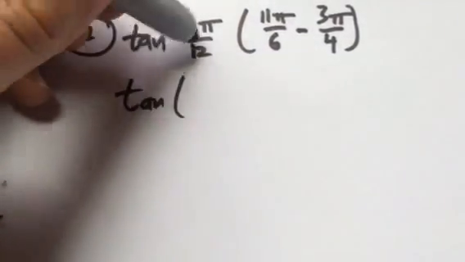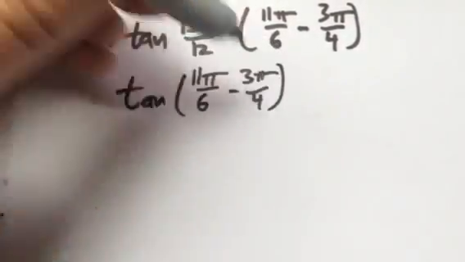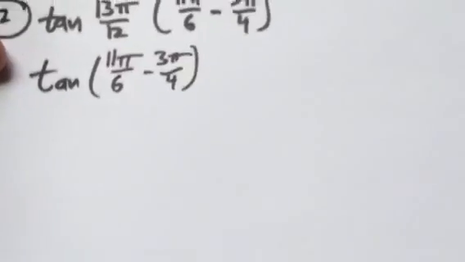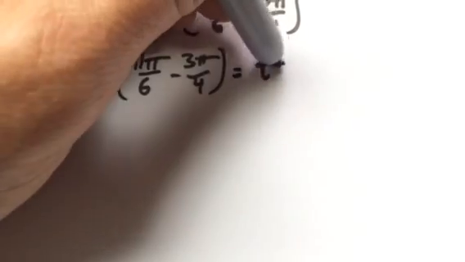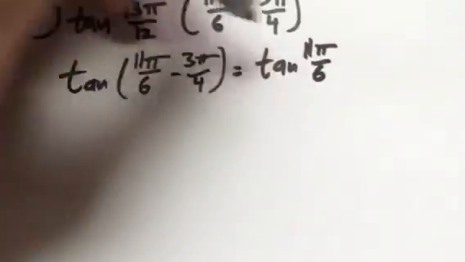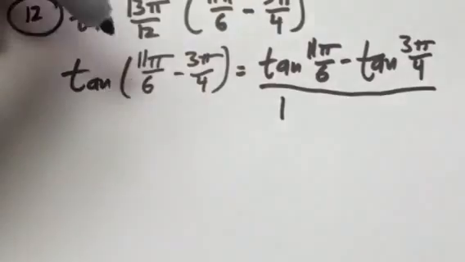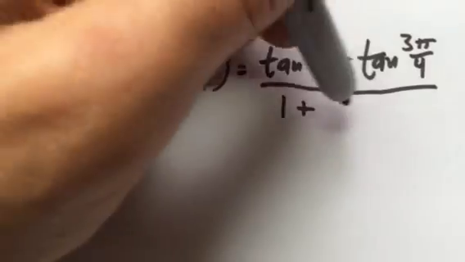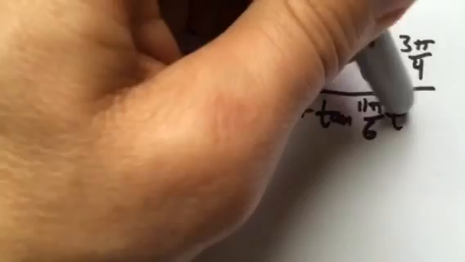So I'm going to go 13 pi over 12. I'm going to represent it as 11 pi over 6 minus 3 pi over 4. And so if I think about that tangent expansion, I can look it up, or I know it. It is tangent of the first one, same operator, tangent of the second one, all over 1 opposite operator, so that'll be plus. Those two tangents, the tangents of those two angles multiplied together. So tangent of 11 pi over 6 multiplied by tangent of 3 pi over 4.